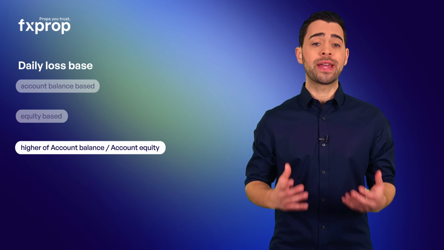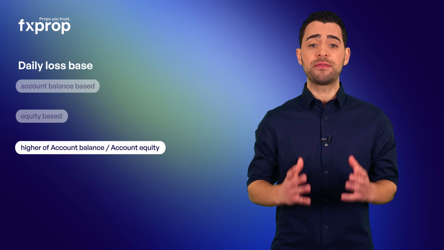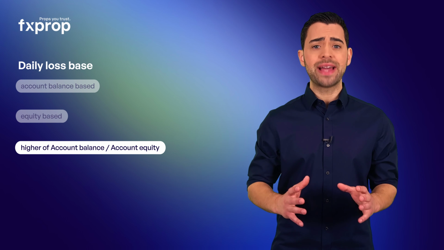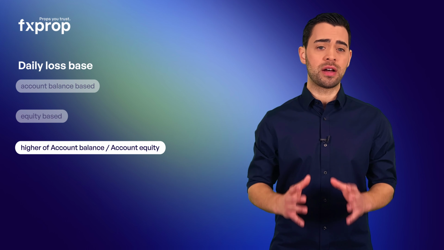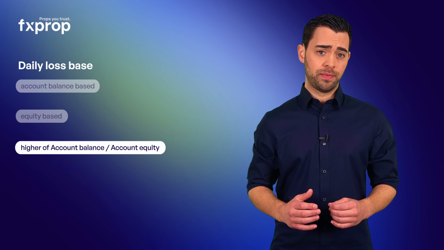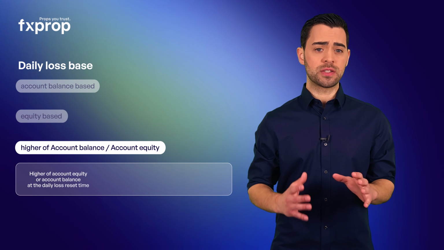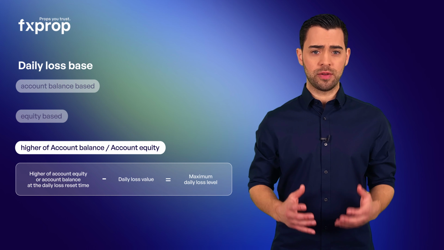The third option, which is less favorable for the trader, is the model choosing the higher of account balance or account equity. Firms like E8 Funding in their E8 account challenge and the Funded Trader program in some challenges currently utilize this model. The maximum daily loss level is calculated here based on whichever is higher at the daily loss reset time, whether it be the account equity or the account balance. The formula is higher of account equity or account balance at the daily loss reset time minus daily loss value equals maximum daily loss level.